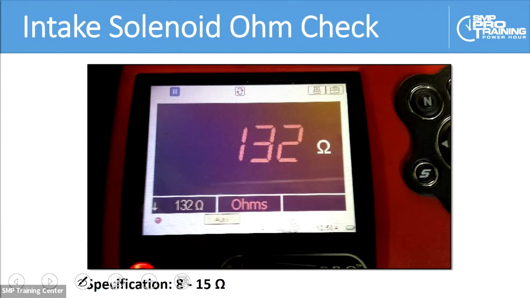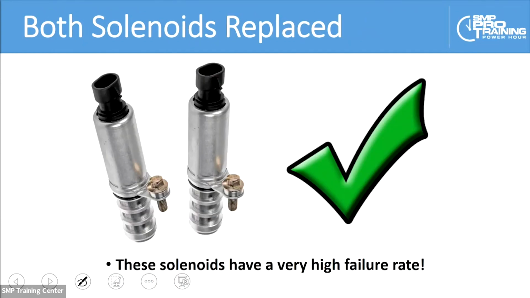We need a solenoid. But given that it is a pattern failure with these engines, knowing that they have a high failure rate, the technician actually recommended that we go ahead and replace both. Let's replace both the intake and the exhaust solenoid. They're not that expensive. They're fairly easy to access, and it wouldn't be very prudent to let it go out the door with a chance that the other solenoid could fail even before the family gets back home. So we're going to go ahead and replace both solenoids.